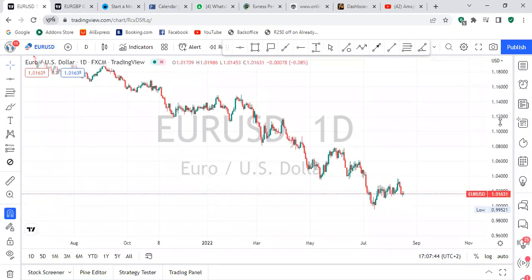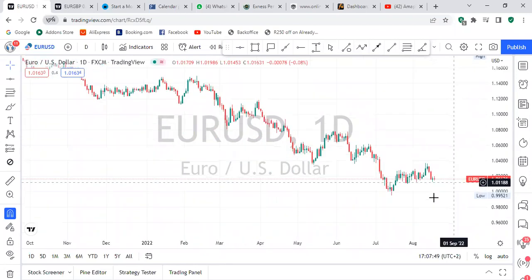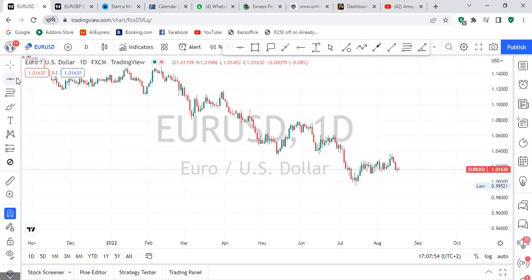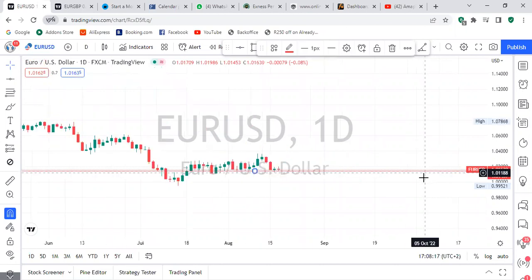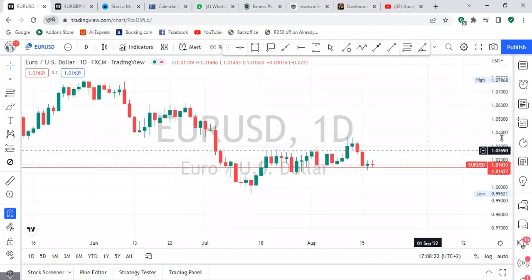So how do we now start to do our top-down analysis? Like we learned, how do we start drawing our support and resistance lines? I take my tools from the trend line tools, and I look for my horizontal line. Now I want to start looking for my daily support, which is here. Let me just try to increase my chart so that everyone can see clearly.